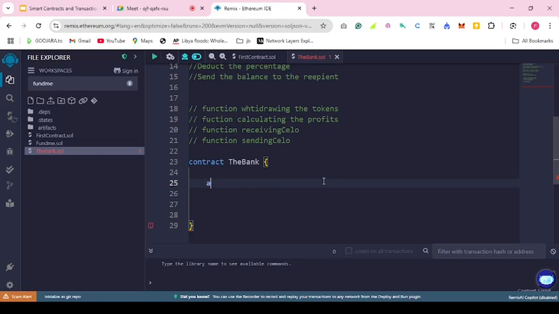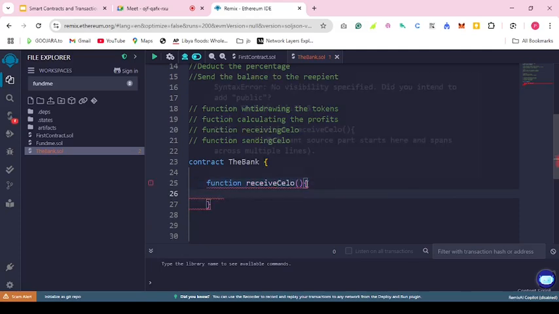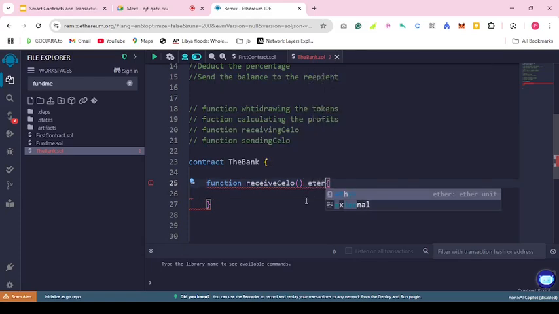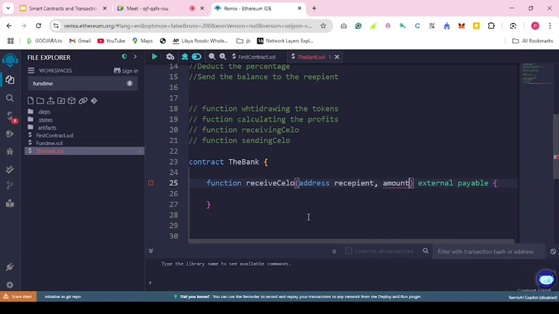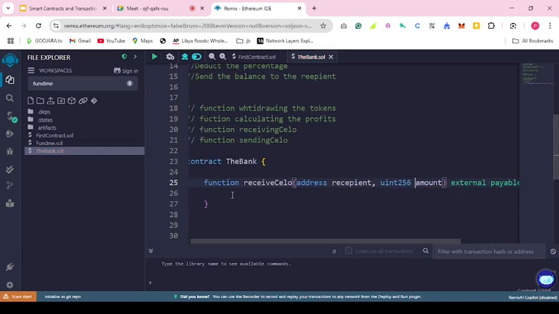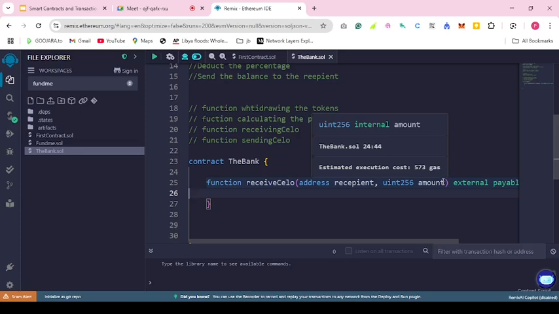So I'm going to define all the functions that I need first. I have a function for receive Celo. These are visibility modifiers, we shall look at them. Okay, so this one takes in an address, recipient, and an amount. We went to 56. Okay. So now this amount has to be in a way. You remember what I said?